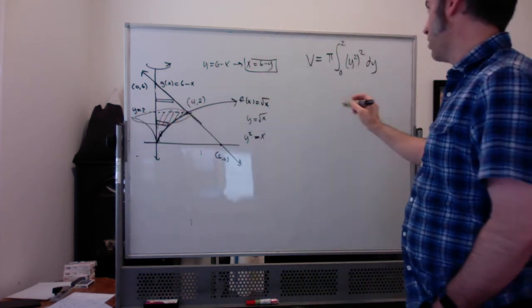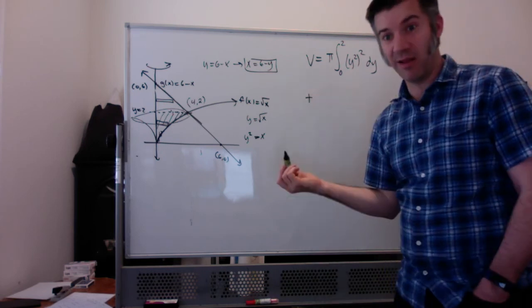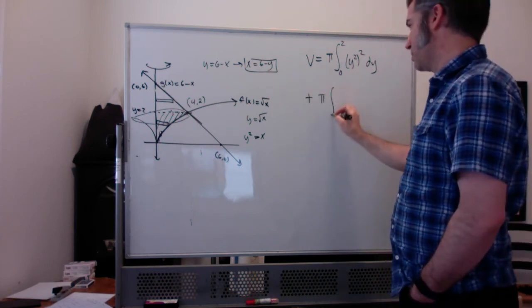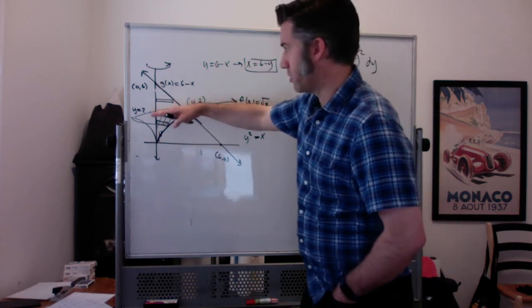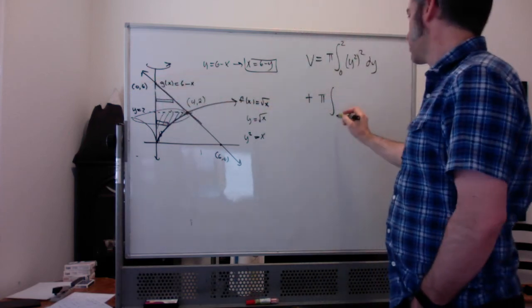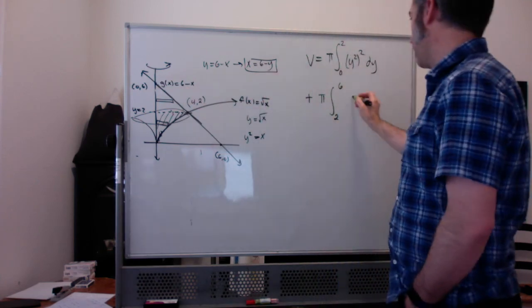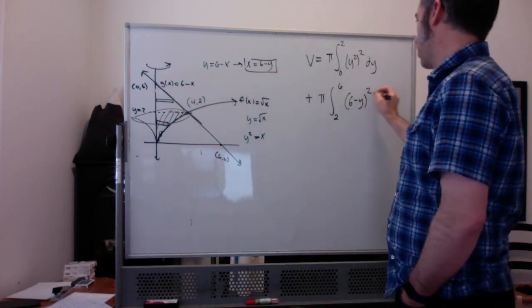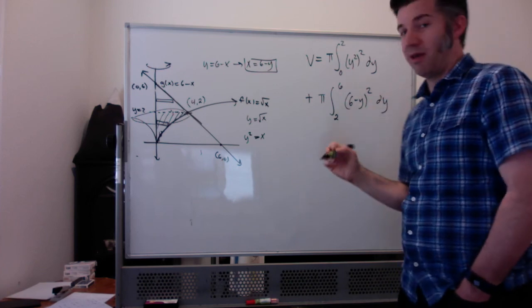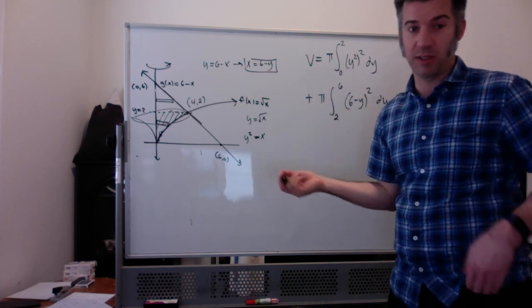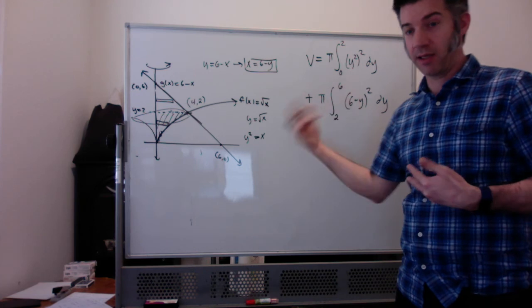And then for the next part, we have to add it on. It's going to be pi times the integral from y equals 2 to y equals 6 of my radius, which is 6 minus y, squared dy. And that would be the answer to part C, which is just to set up the integral for the volume around the y-axis.